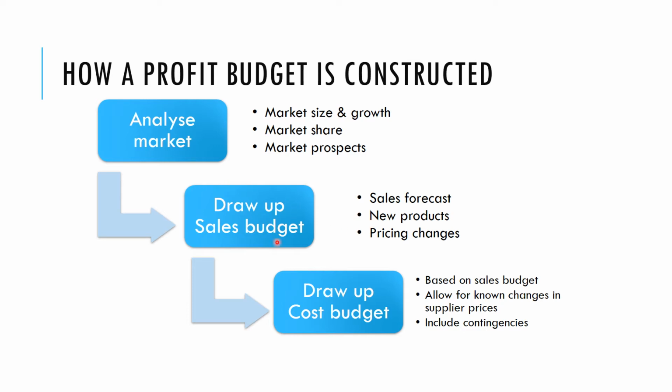Once you have a good sales budget, you can then draw up your cost budget. How much is it going to cost the business to generate the sales which you forecast? Again, take into account suppliers' prices, and most businesses will include a bit of a contingency. And a contingency here means a bit of spare room or a little bit extra just in case the business might overspend slightly. And once you have the sales budget, subtract the cost budget and you get the profit budget.